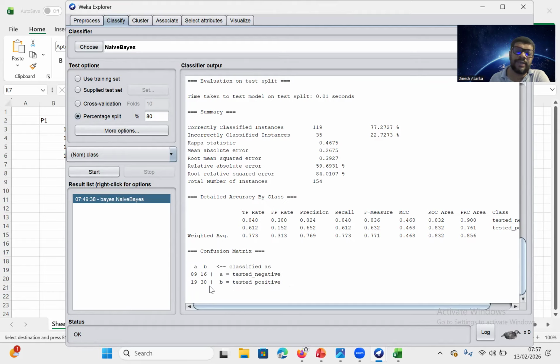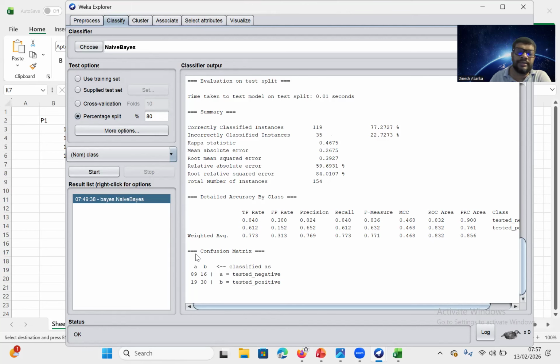If you add these two numbers, 89 and 30, which are the correct predictions? 89 negative cases predicted as negative, and 30 positive cases predicted as positive. If you add 89 to 30, that is 119. So this should match.